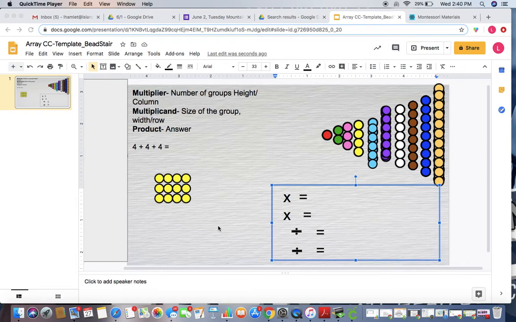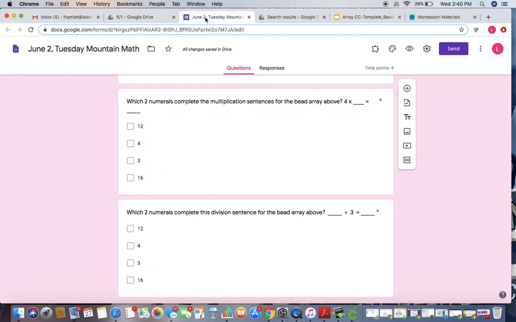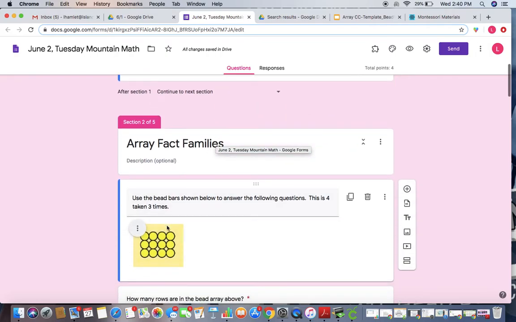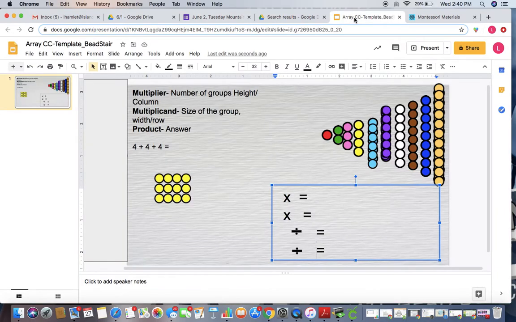All right, so we have an array that was given to us in our work today. It's here. We say that it's 4 taken 3 times. So we have a lot of questions we can answer about this, but there's some important terminology that you should know, and that is first the multiplier, which is the number of groups that we have, the multiplicand, which is the size of the group, and then the product, which is the answer.